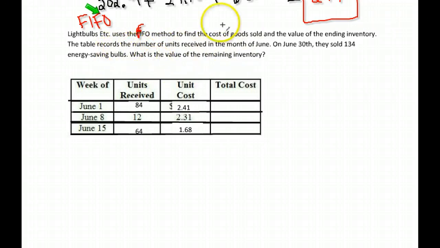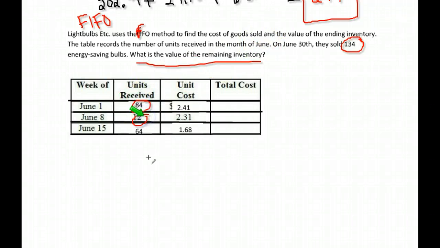The table records this. Again, this is exactly the same problem we had before. The only difference is they want to know the value of the remaining inventory. So they still are starting at the top, selling from top to bottom. They want to know what's the value of the remaining inventory. So like we did before, we figure out, well, where is our inventory left over? Which of these orders is it going to be in, and how many are there left over?